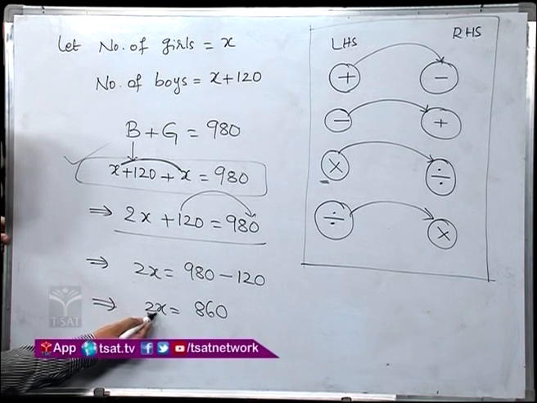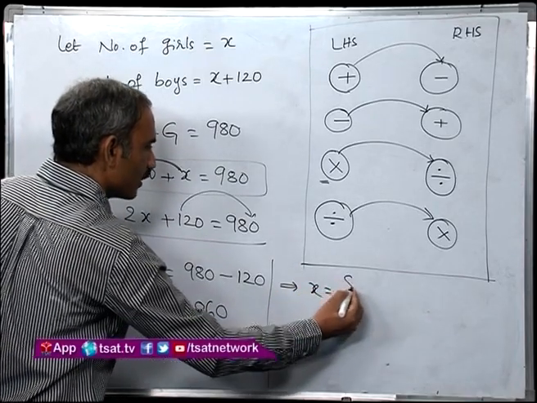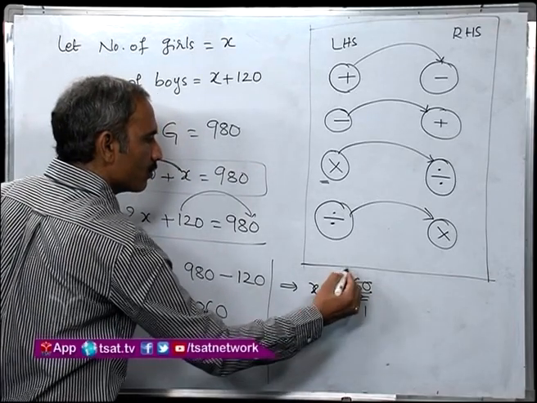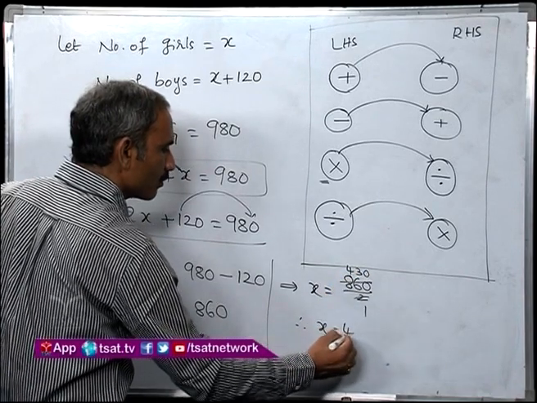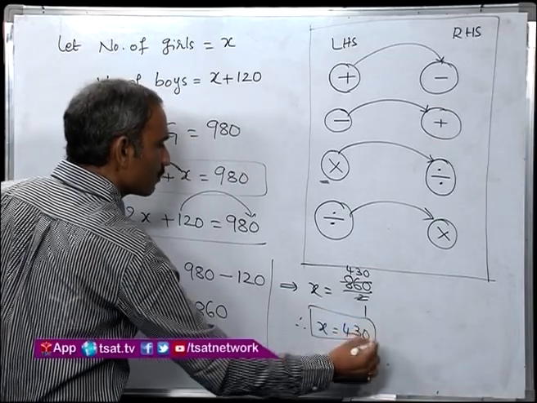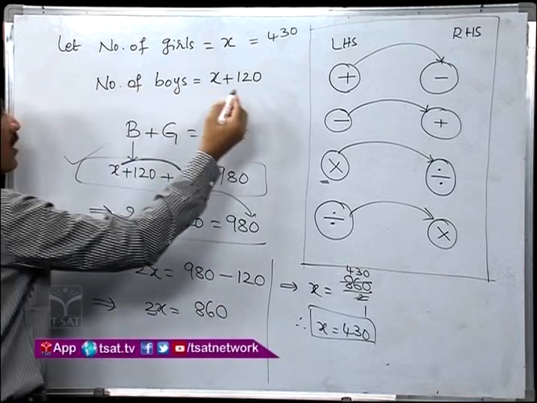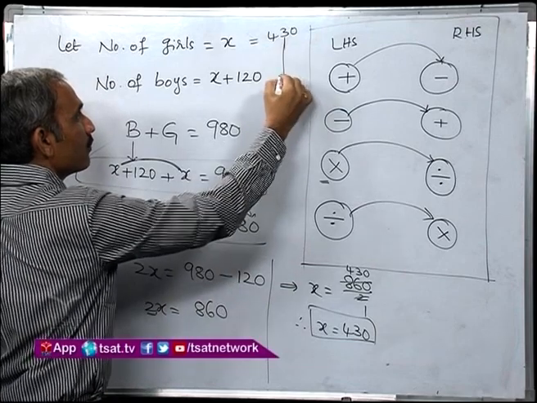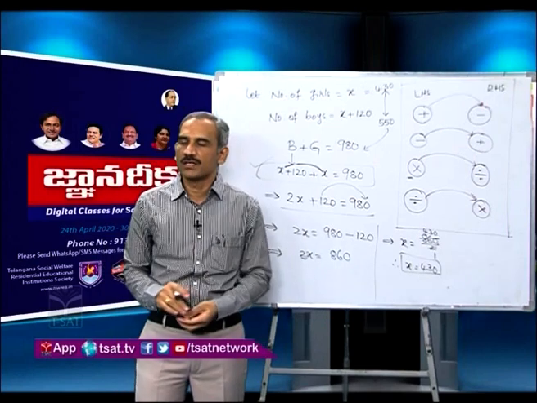Again you have 2 here. When this 2 is multiplying x, if you take 2 to the other side, it will divide. That is nothing but x is equal to 860 by 2. 2 4s are 8, 2 3s are 6, 0. Therefore, x is equal to 430. x is the number of girls, 430. Then the number of boys is 430 plus 120, that is 550. If you add these two, you will get this value, right? Like this, we solve the equations.